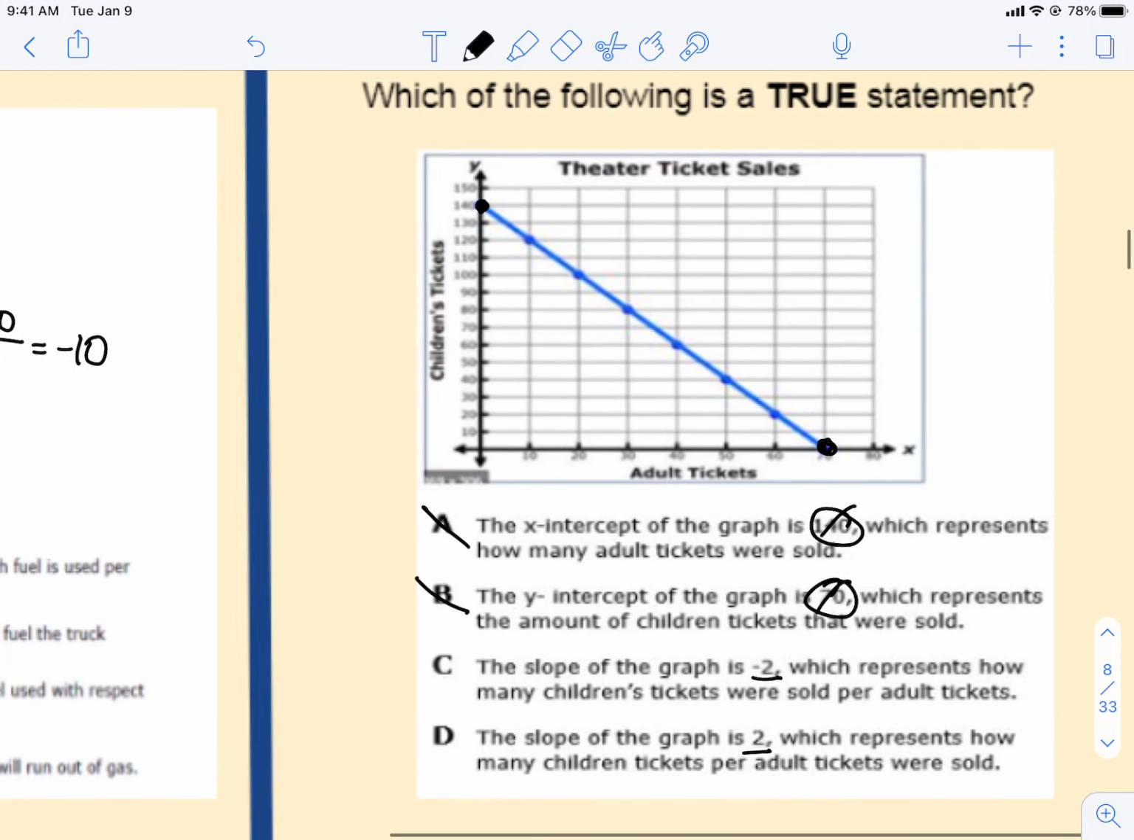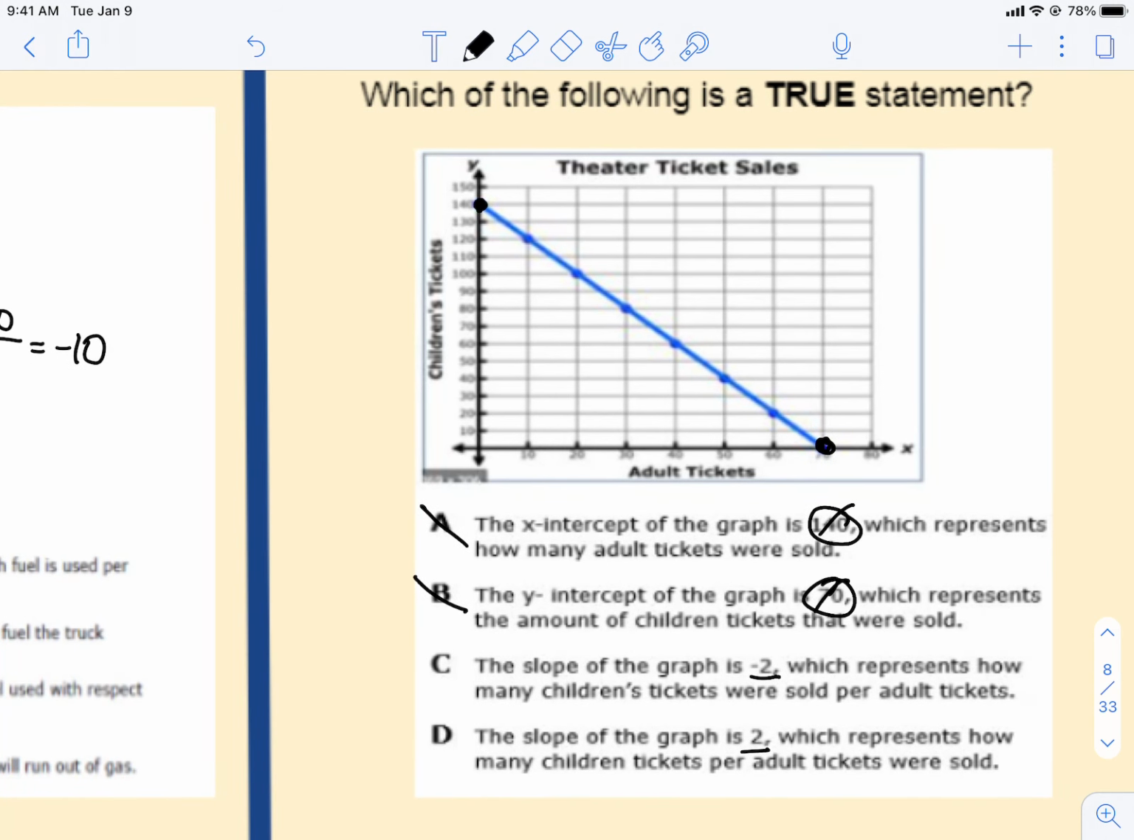So let's find it. It gives us 2 points. Each line is going down by 10, so that's 10, 20. So that's a negative 20. It looks like my x-axis is going by 10s. So if I go over 10, I have a negative 20 over 10, which gives me a negative 2. So it should be answer choice C.